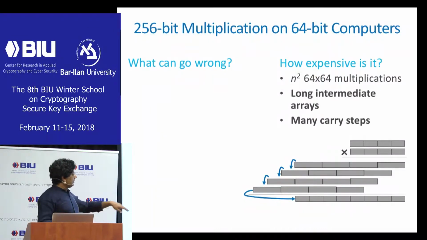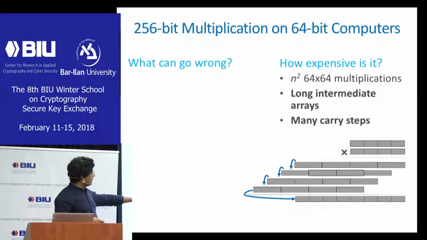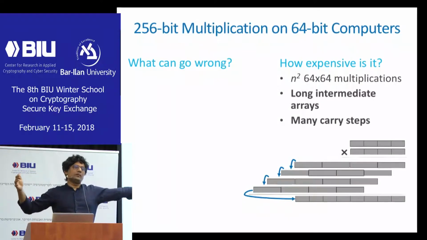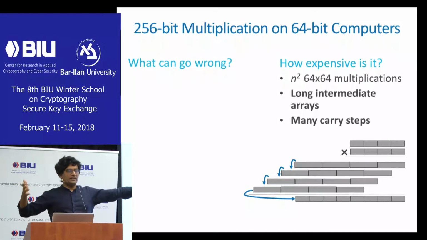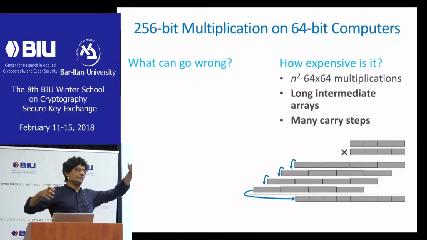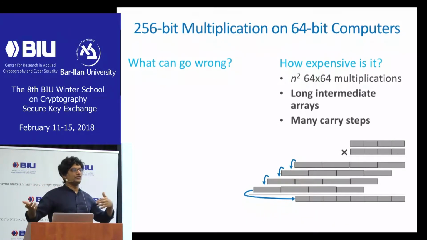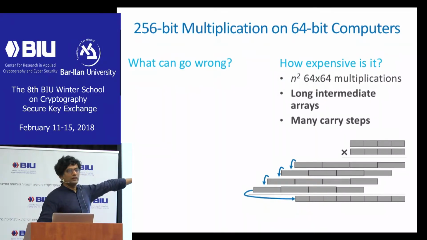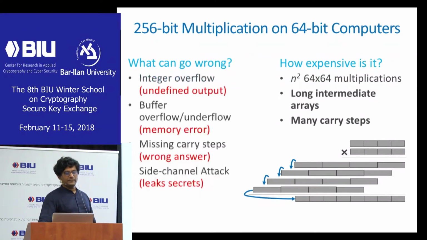What's basically the other part of the cost is that the intermediate arrays that you're using are kind of long. They get almost double the size of the initial ones. You have many intermediate arrays, and you have to do many carry steps in order to keep carrying over, because all your additions could overflow and so on. And that's where a lot of the cost comes from, the raw multiplication and the carry steps.